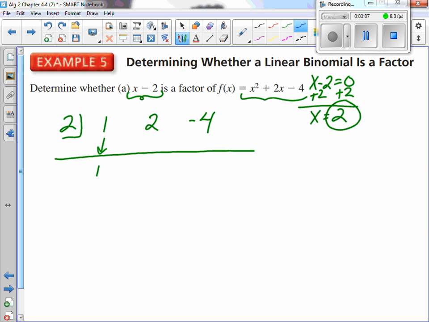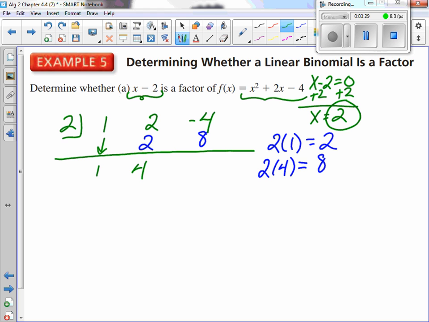Now we can do our steps. So we would do 2 times 1, which would be 2. And then we would add. 2 plus 2 gives me what? 4. And then we would do 2 times 4, which is 8. And -4 plus 8 gives me 4.